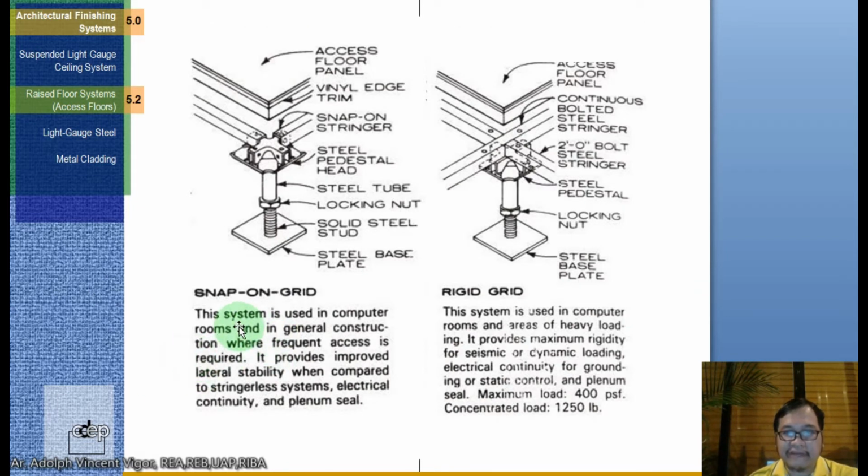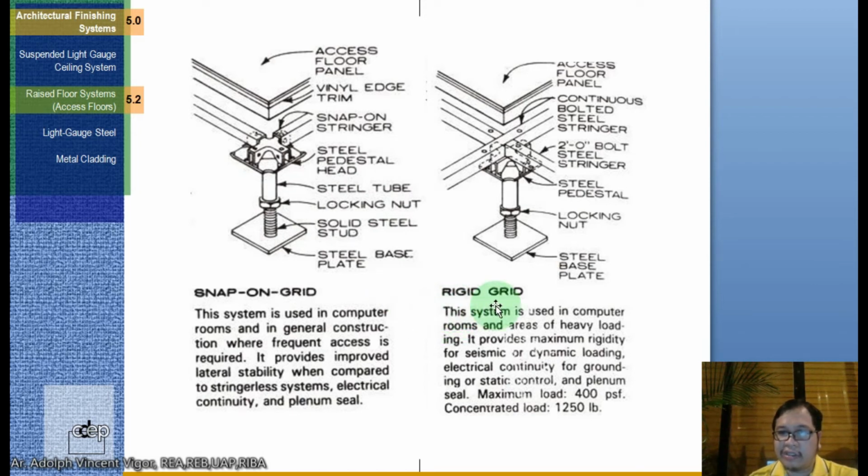Okay, so this is an example of snap-on grid. The system is used in computer rooms and in general construction where frequent access is required. It provides improved lateral stability when compared to stringerless systems, electrical continuity, and plenum seal. Okay, so snap-on grid. So this is the access floor panel, the vinyl edge trim, snap-on stringer, steel pedestal head, the steel tube, the locking nut, then the solid steel stud, and the steel base plate.